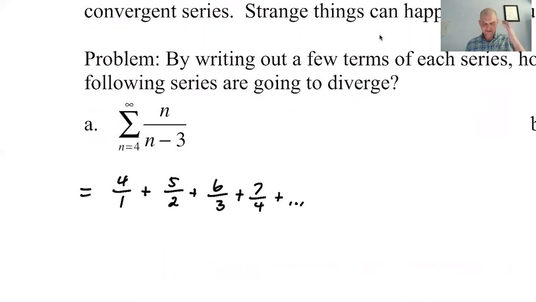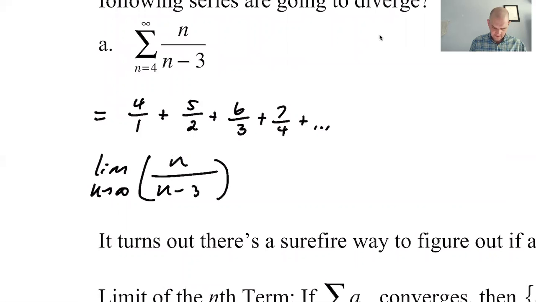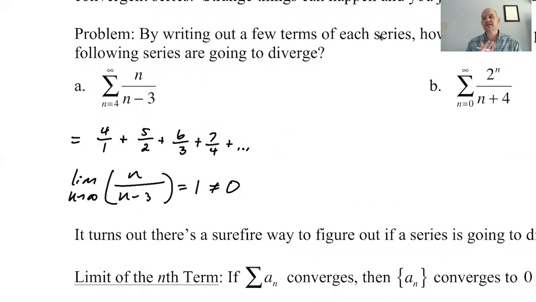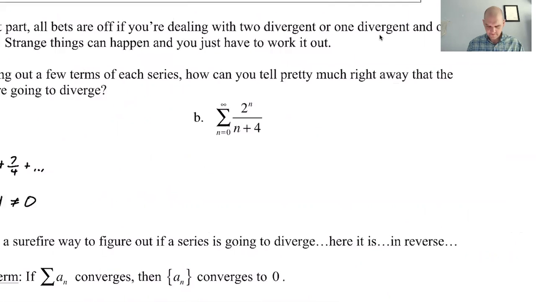So what's happening here is that these terms that we're adding are not going towards 0. They're actually going toward 1. I'm going to say that the limit as n approaches infinity of n over n minus 3 is equal to 1, which isn't 0, which means that over time, for our sum, we're just going to start saying plus 1, plus 1, plus 1, plus 1. How could that have a finite sum? It's definitely going to spiral out of control. So this is definitely going to diverge.